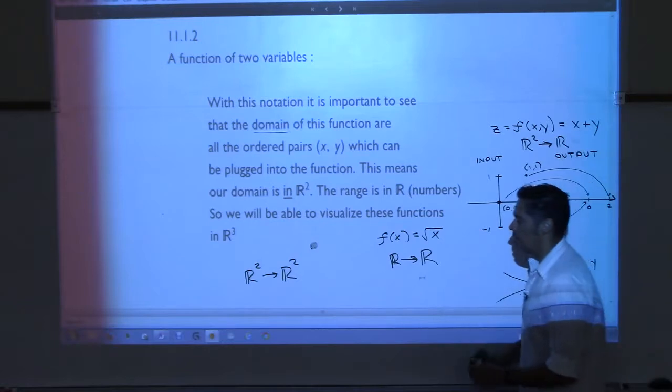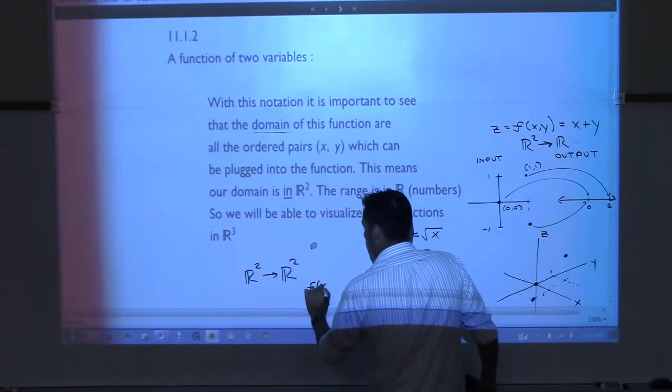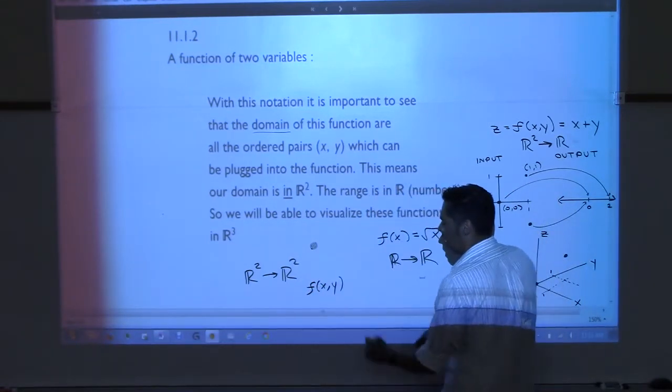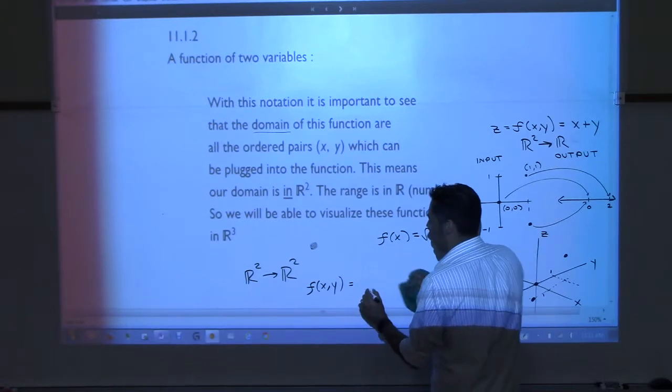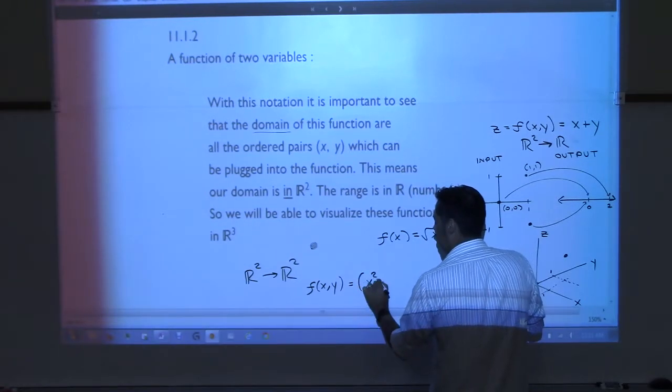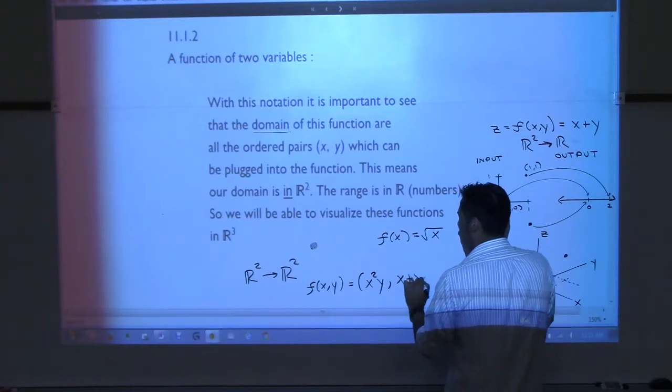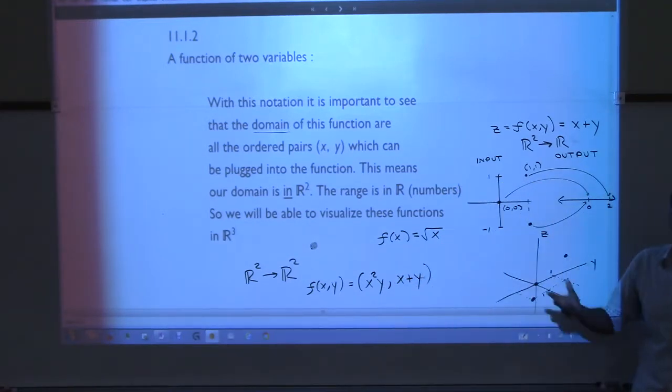I mean, I'll make one up right now. F of x, y, it takes in 2, right? Equals, and it's going to spit out right now an ordered pair: x squared y, comma, x plus y. I just made up a function that does 2 to 2.